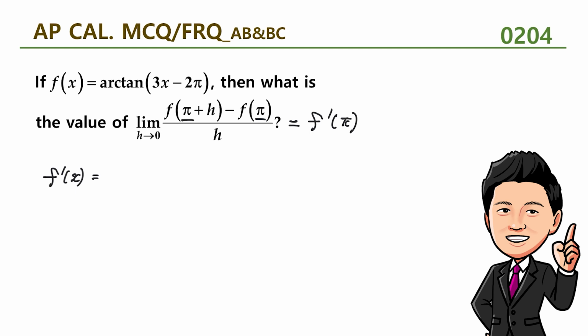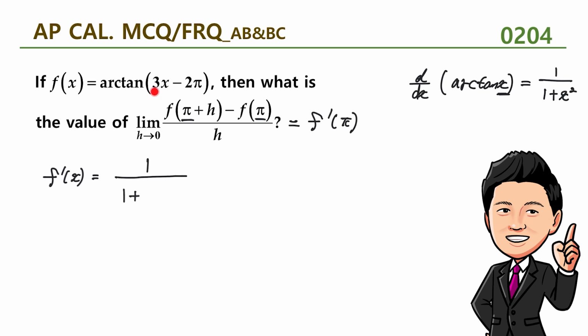It's arctangent. We have to remember the formula. Derivative of arctangent, or inverse tangent, is equal to 1 over 1 plus x squared, right? Times derivative of this x. But that's 1, so we don't have to write it, right? Okay, so f prime x is equal to 1 over 1 plus x squared.